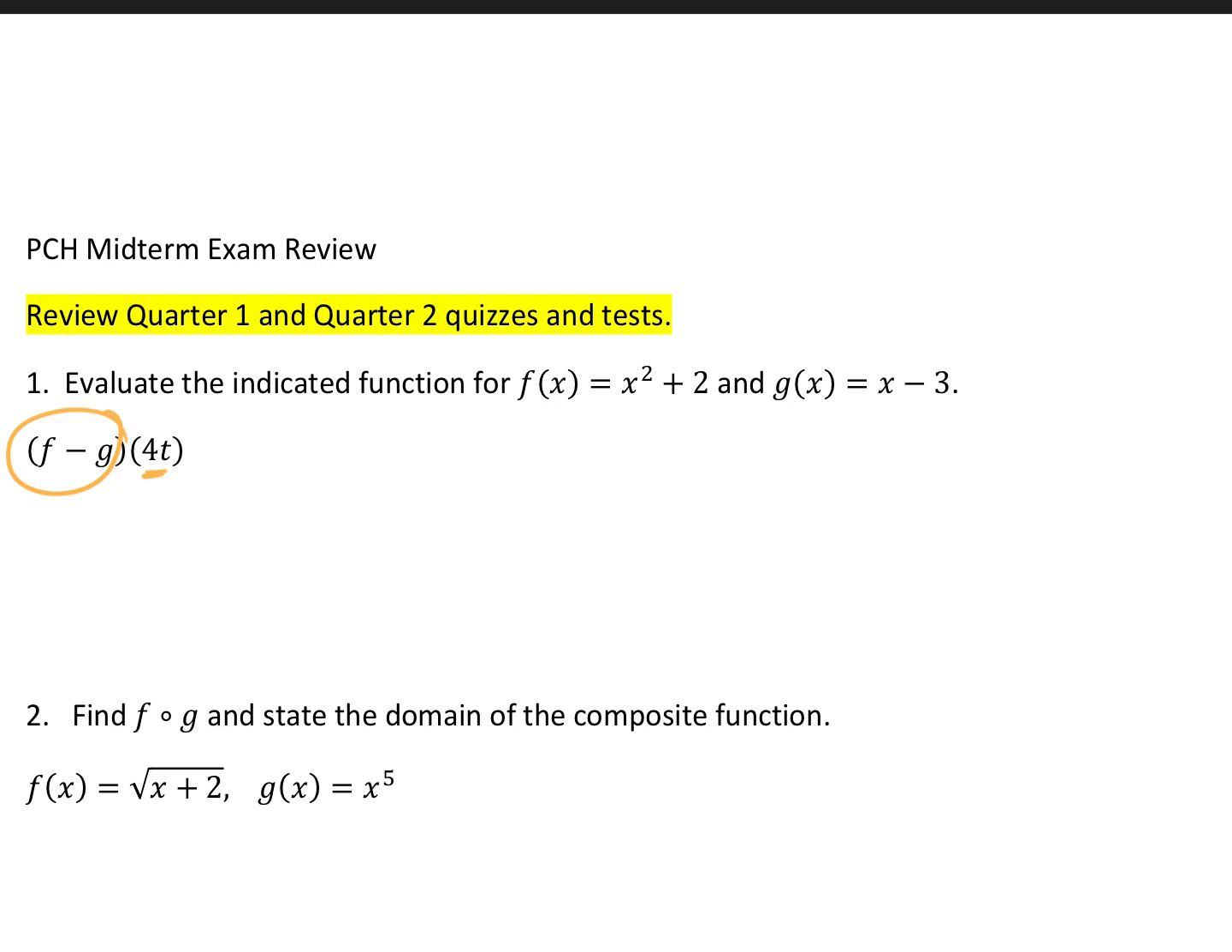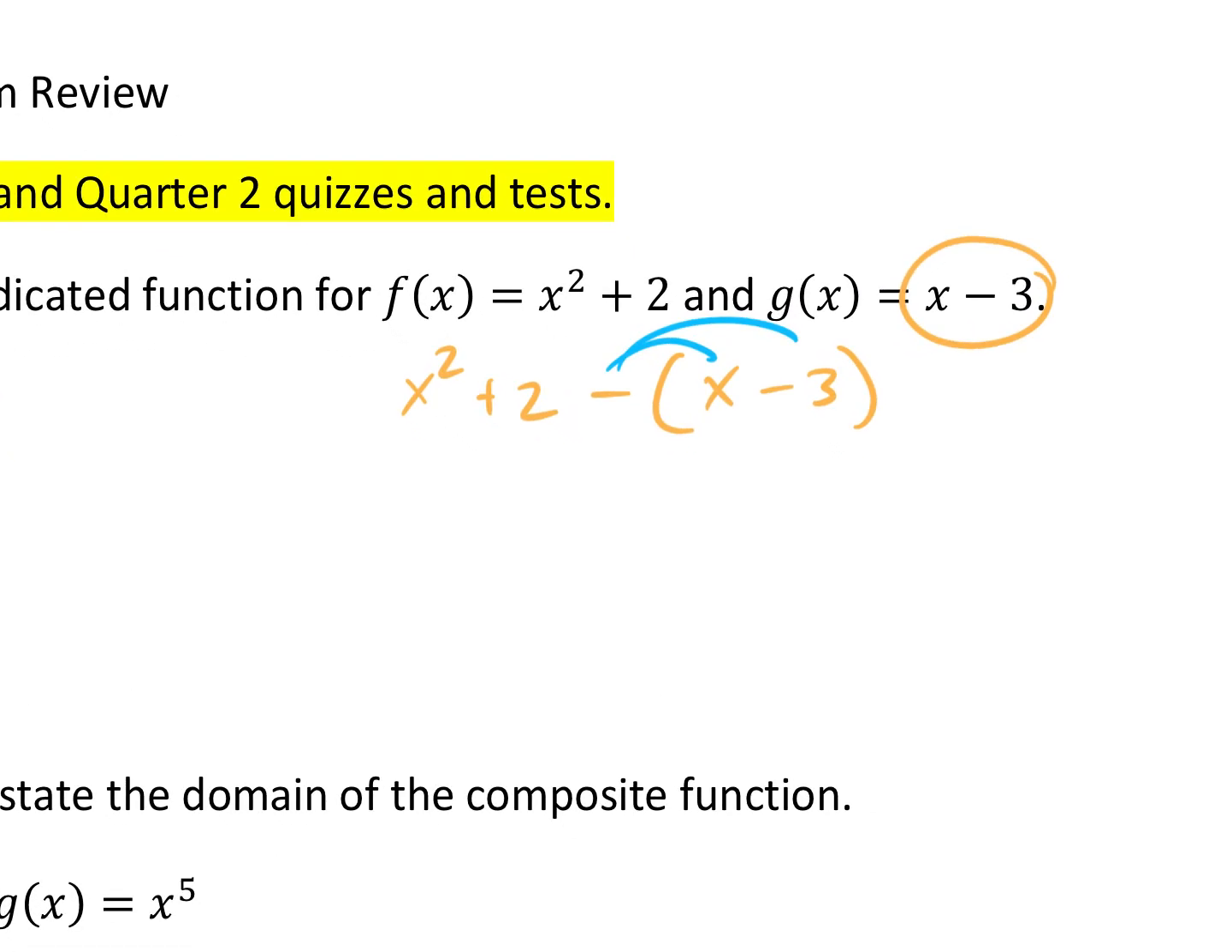I'm going to subtract them first. So it's f minus g. So we have x squared plus 2 minus g. Be careful when you have more than one term in the second when you subtract, because we're going to have to distribute. So this would be x squared plus 2 minus x plus 3. Then we combine our like terms. So x squared minus x plus 5.